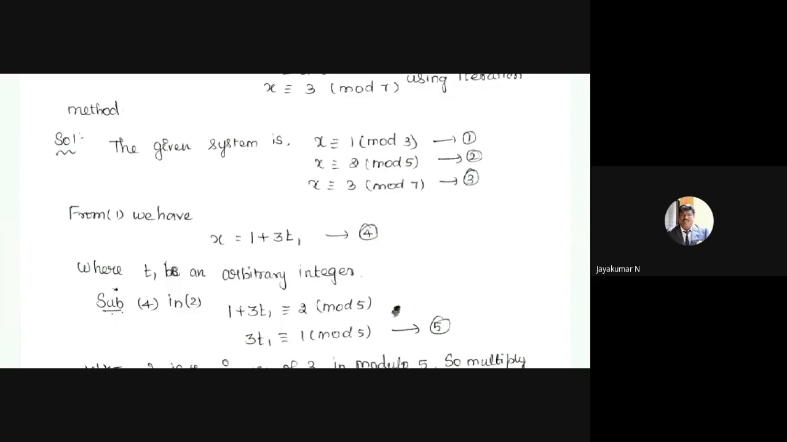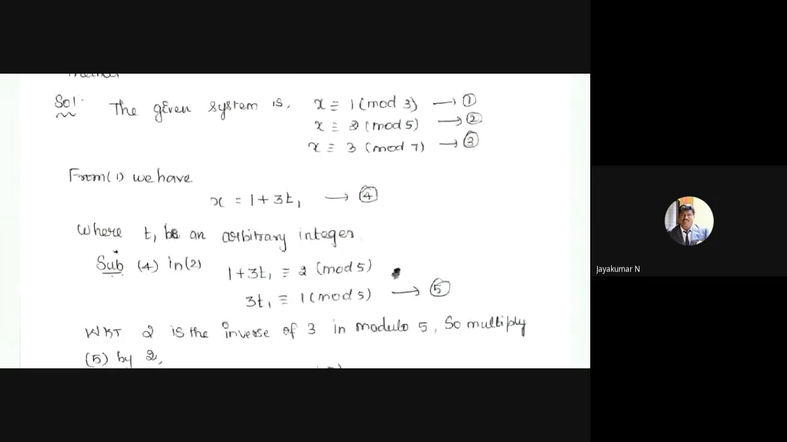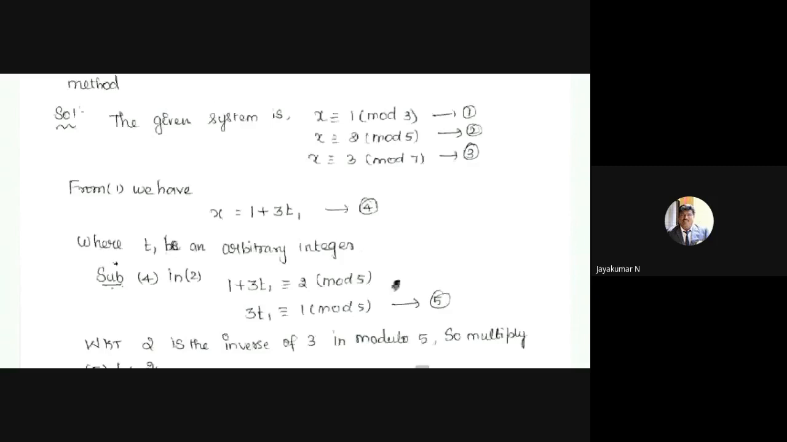The left hand side of equation 2 is x, so in the place of x, 1 plus 3t1 is congruent to 2 mod 5. The 1 on the left hand side becomes negative on the right hand side, so 2 minus 1 is 1. So 3t1 is congruent to 1 mod 5, which is considered equation number 5.